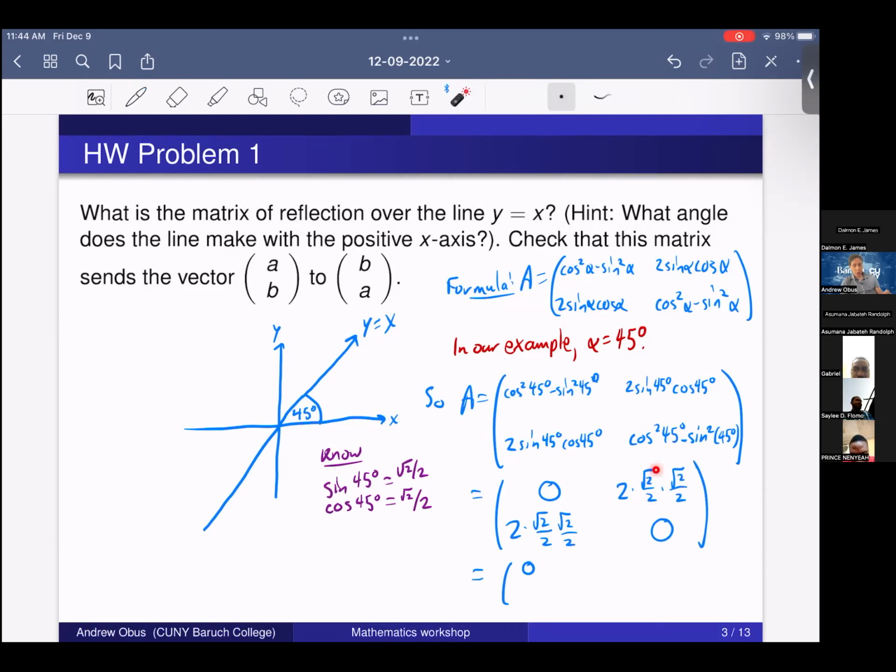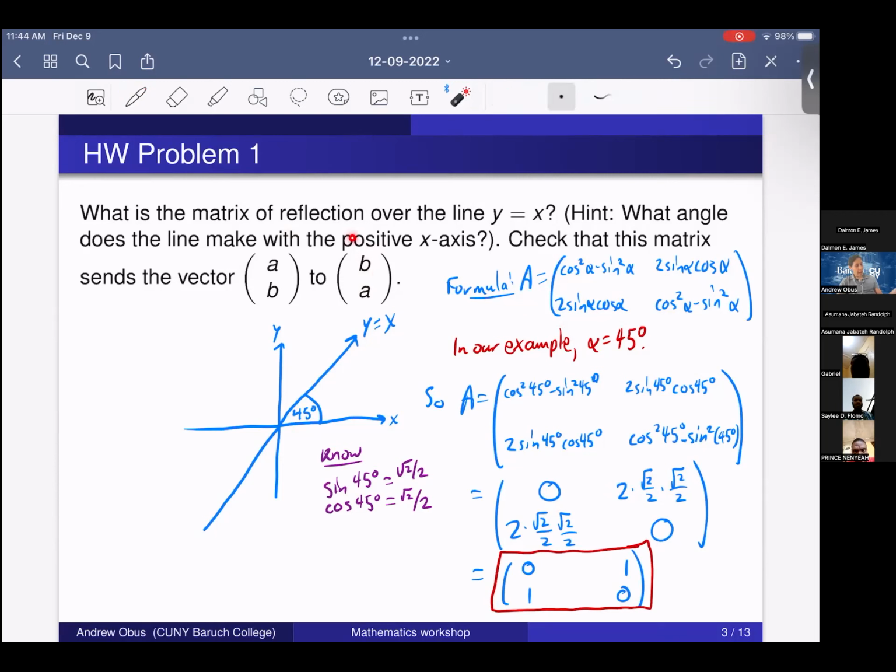So this whole matrix actually just simplifies. This becomes 0, and then this becomes what? 1, exactly. So this becomes 1. And then this is the same thing: this becomes 1 and this becomes 0. Right? So this is the matrix. The matrix is 0, 1, 1, 0.